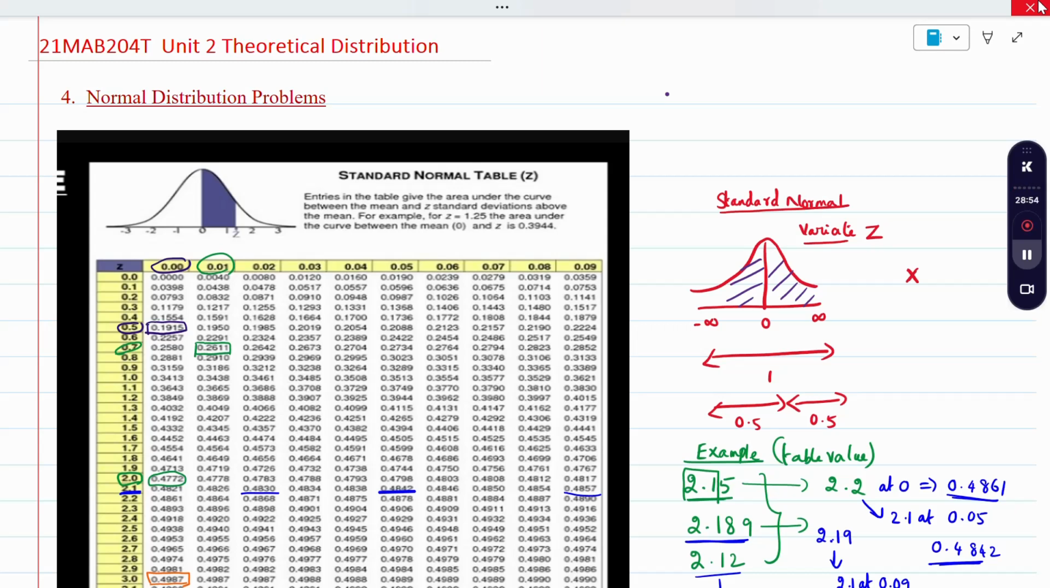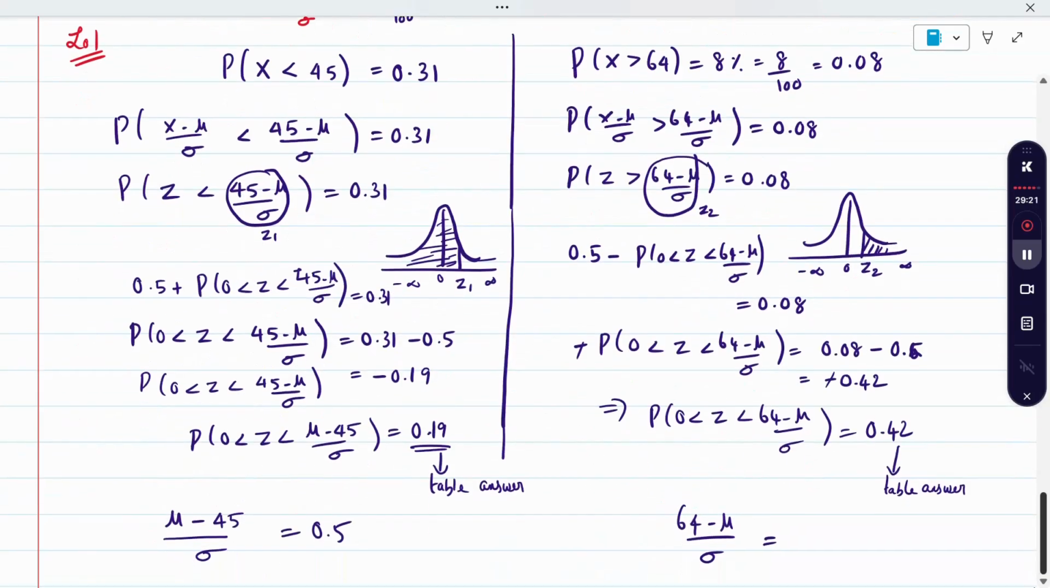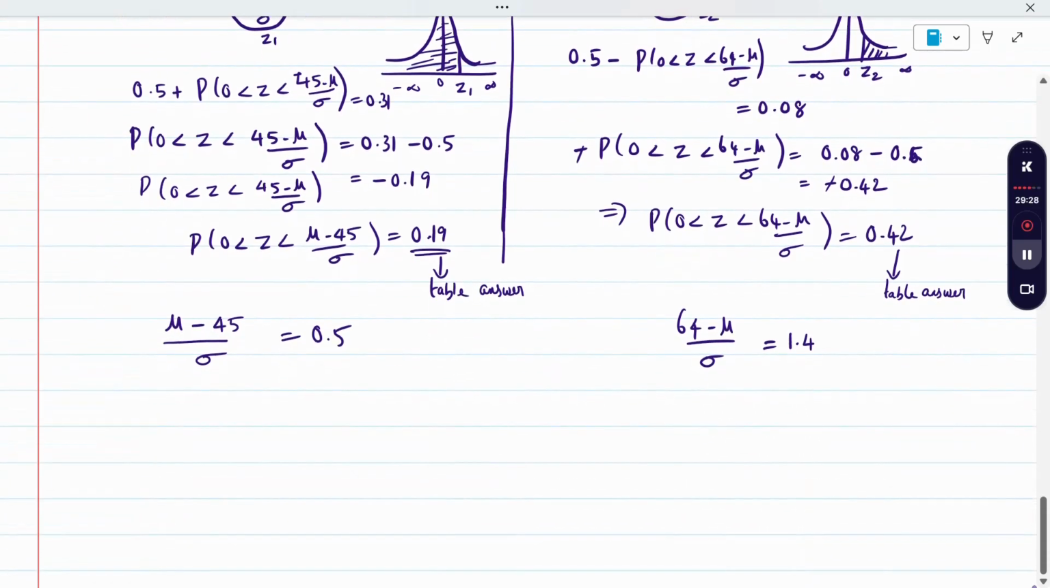This is 0.42. This is also 0.42. Round off when I do it, 0.42. Correct? It is converted to 0.42. Table value is 1.4. The table value is 1.4. 1.4 or 1.41 also we can use it. It's not wrong.